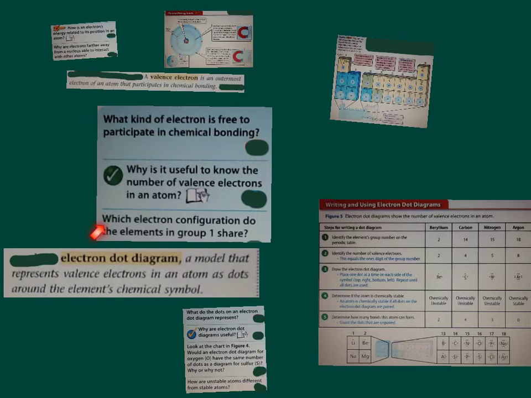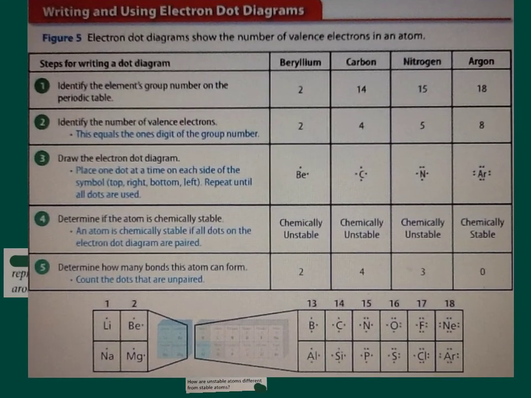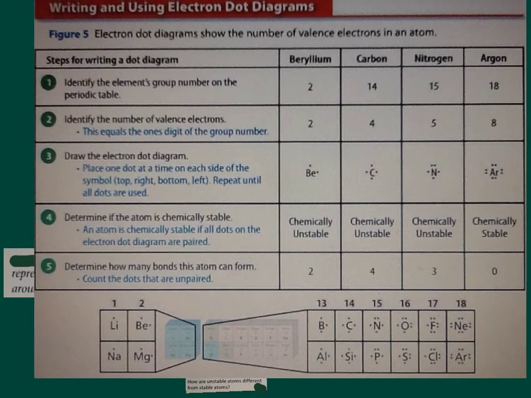Electron dot diagrams. In 1916, an American chemist named Gilbert Lewis developed a method to show an element's valence electrons. He developed the electron dot diagram, a model that represents valence electrons in an atom as dots around the element's chemical symbol. Electron dot diagrams can help you predict how an atom will bond with other atoms.